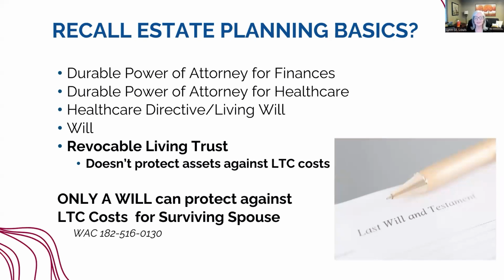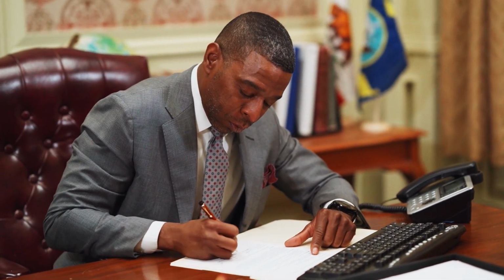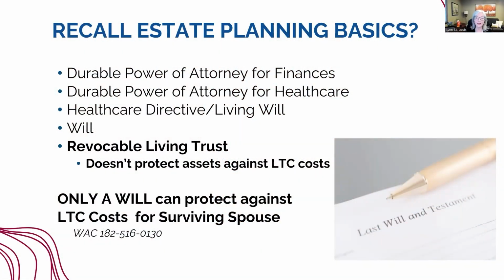What is really important to understand in Washington State is that for a couple, the only way they can protect assets for their surviving spouse when they're gone against long-term care costs is if they do it through a will. A revocable living trust might be considered a really good idea for other reasons, but not if the couple's concern is to avoid spousal impoverishment when the first spouse dies. We'll talk about that, but a will is required. A revocable living trust doesn't work.